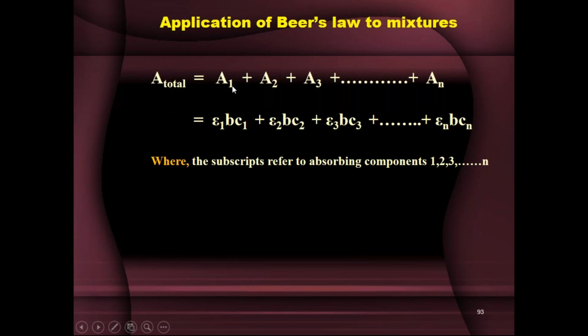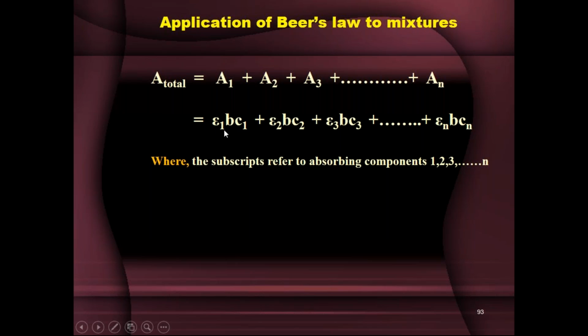So this is component 1. Absorbance of component 1 would be epsilon 1 bc1. Why have we not put b1? Because b remains the same, as you're making the measurement in the same instrument with the same cuvette or sample cell. So the b will remain the same. The path length will be the same.